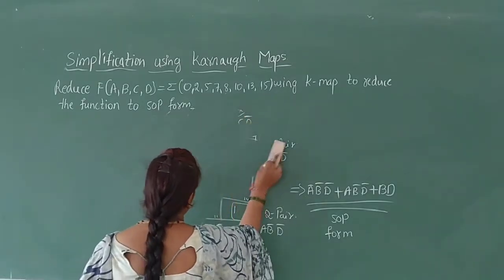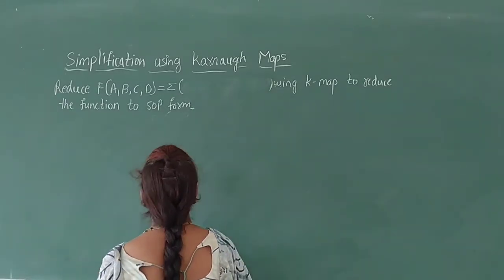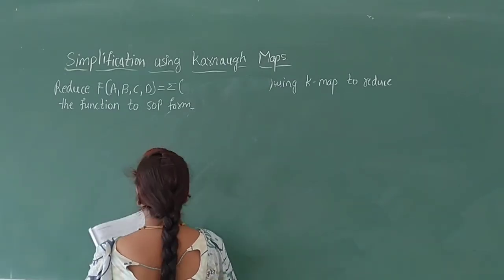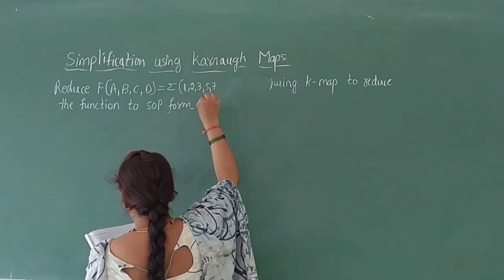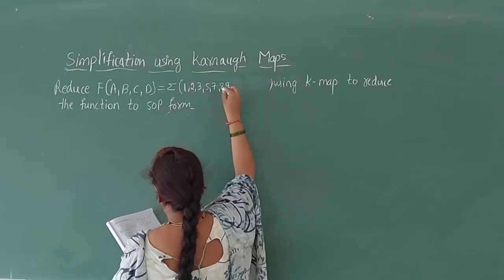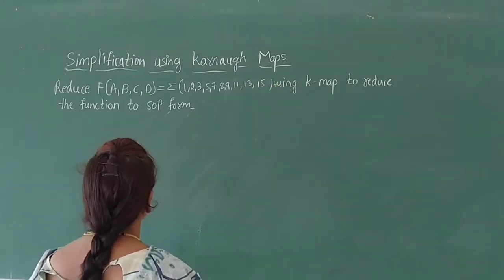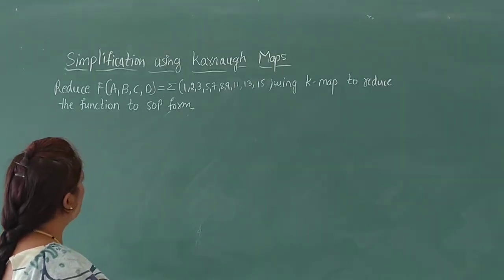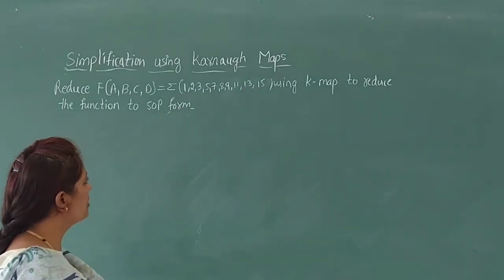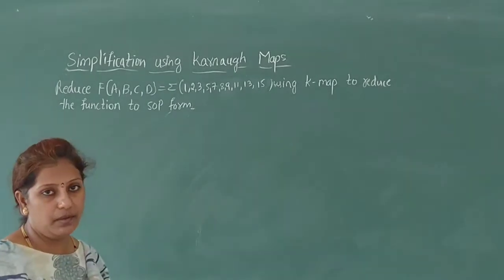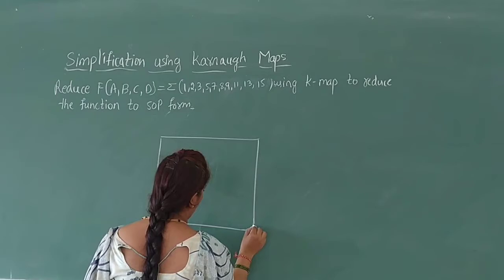One more example. Write a SOP form using K-map with the given designation value 1, 2, 3, 5, 7, 8, 9, 11, 13, 15 for the variables A, B, C, D. Again create the four variable K-map with the variables A, B, C, D.